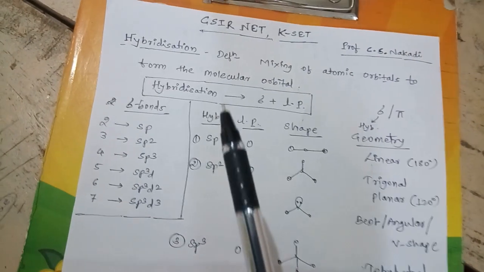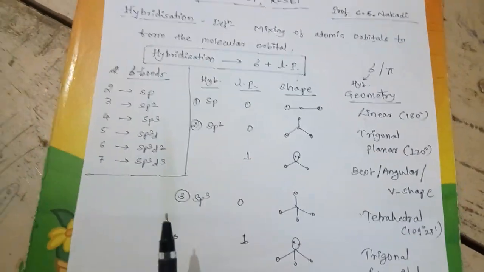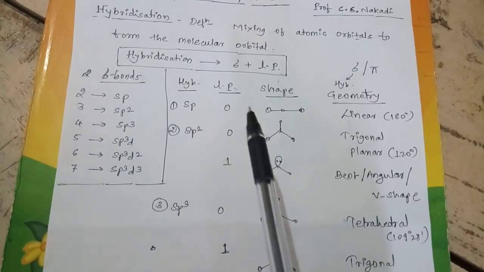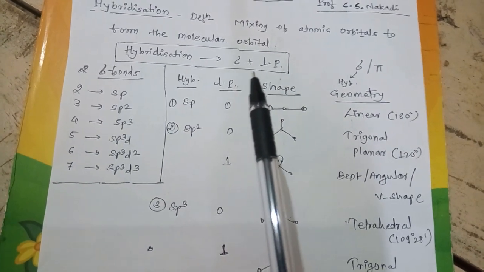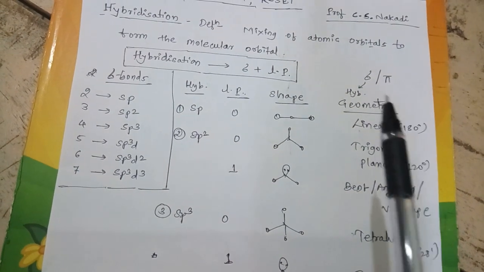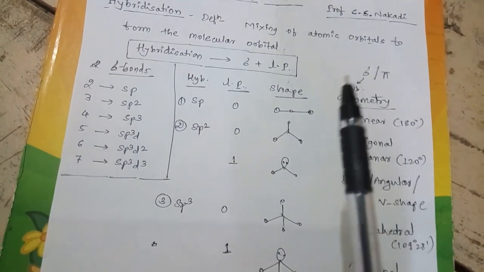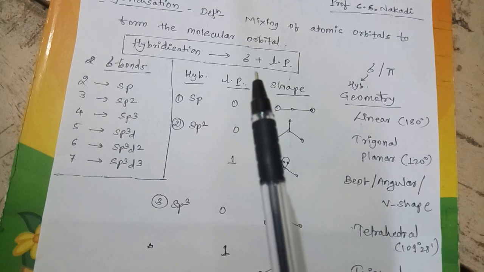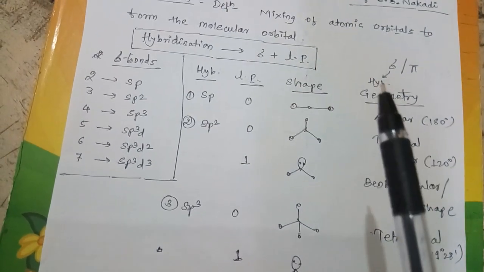In the hybridization process, two types of bonds are involved, that is sigma bonds and lone pairs of electrons, but the pi bond is not involved in the hybridization process. Only the sigma bonds as well as lone pairs of electrons, sigma plus lone pairs of electrons.